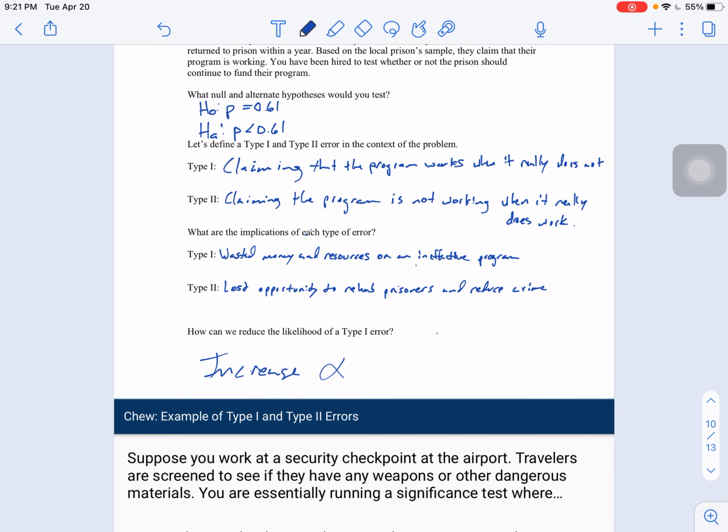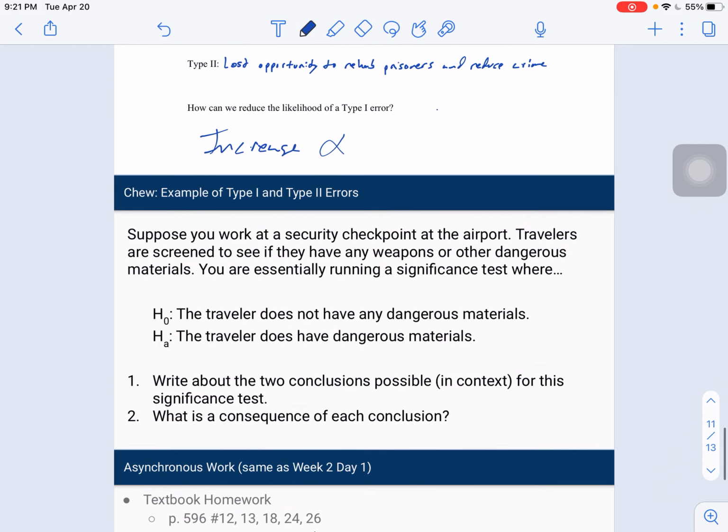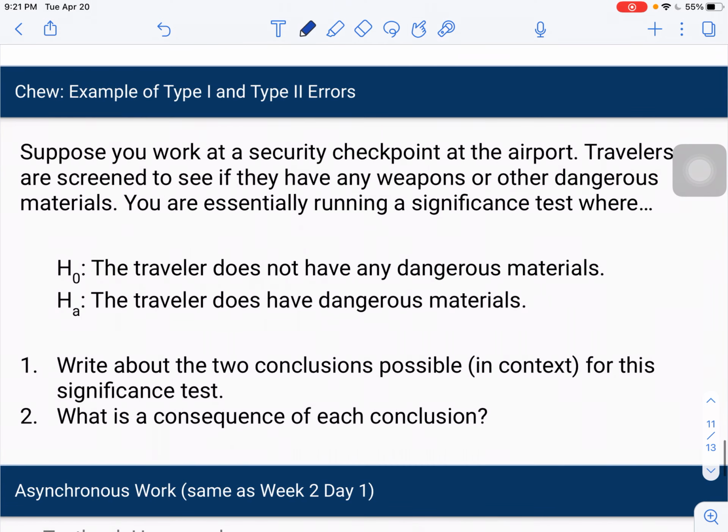Okay, so there's some information on type 1 and type 2 errors. What I'm going to have you do now is work on this next problem. I'll read it to you, and then I'll give you a moment to pause the video and work through it. So it says, suppose you work at a security checkpoint at the airport. Travelers are screened to see if they have any weapons or other dangerous materials.